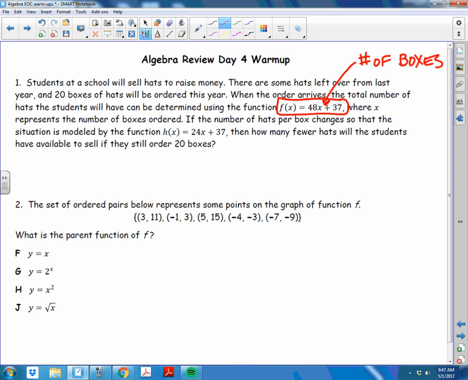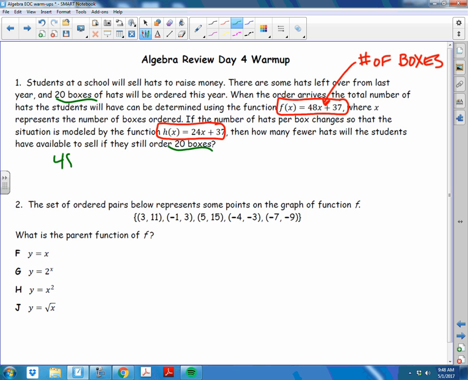If the number of hats per box changes so that the situation is modeled by this, then how many fewer hats will a student have available to sell if they still order 20 boxes? After all those words, what kind of a problem is this simply, Joey? You're just plugging it in. It gave you 20 boxes and 20 boxes here, and here basically it gave you the X value for 2 different equations. All you're doing is plugging it in.